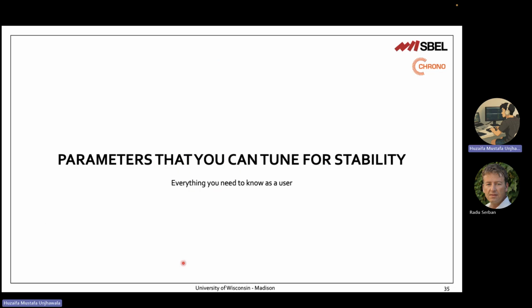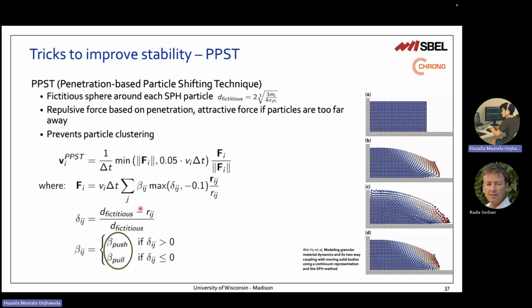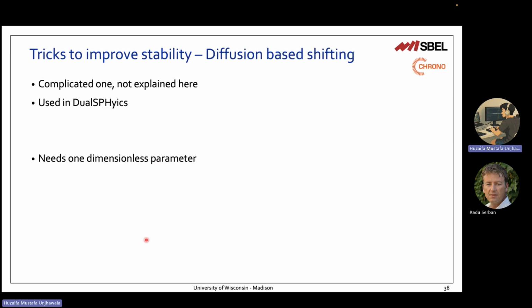Okay, there are some more parameters. I know all of you are getting pretty tired by now, but there are things to improve stability. It's called XSPH. You have to set a particular parameter for that. There's another way to do this, particle penetration shifting. You have to set two parameters for that. And there's diffusion-based shifting, which is actually what is commonly used these days. And you need one more dimensionless parameter for that. These parameters, by stability, I just mean that you can get away with a smaller time step if you have these stability parameters, but obviously lower on accuracy, but at least the simulation will not explode.